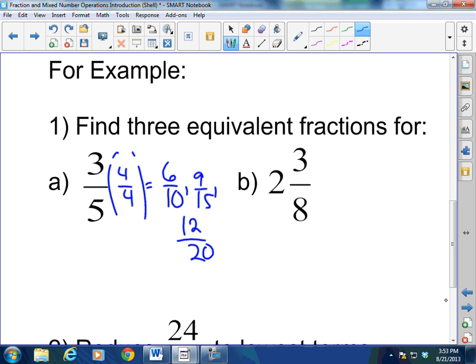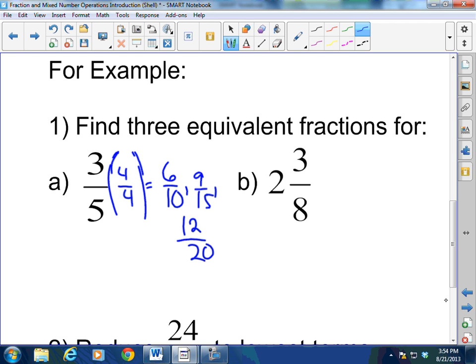Why? Because I multiplied the same number to the numerator and denominator. Why does that make it equal? Well, if you ask yourself, what is 4 divided by 4? The answer should be 1. And isn't anything times 1 itself? So in essence, when I multiply 3/5 by 4/4, I'm really just multiplying 3/5 by the value of 1. So I'm changing the appearance, but not the value.